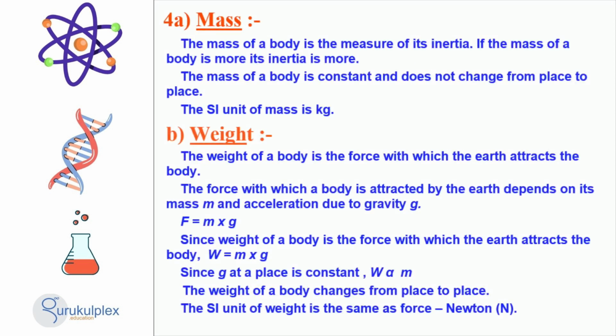A body's mass is indicative of its inertia. It stays the same regardless of location and is measured in kilograms. Weight, on the other hand, is the force with which the Earth draws the body, which is found by multiplying the body's mass with the force of gravity, depending on the place. This force is then measured in Newton. Therefore, weight is not fixed and may be different in different places, while mass stays the same.